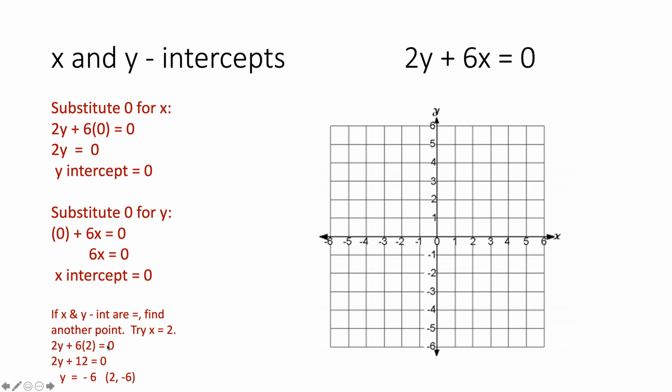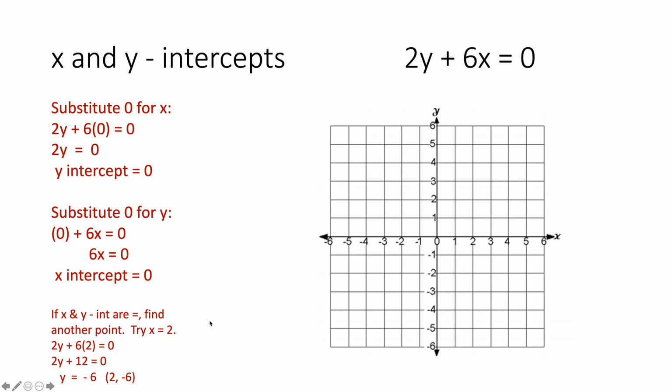I don't care what you plug in there, but pick either one. I'm going to try plugging in a 2 for x. 6 times 2 is 12. 2y plus 12 is 0. Subtracting the 12, dividing by 2, I get y is -6. One more time. Subtracting the 12, I get 2y is -12. Divide by 2, I get y is -6.